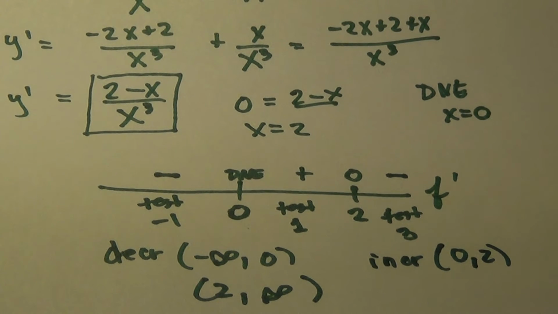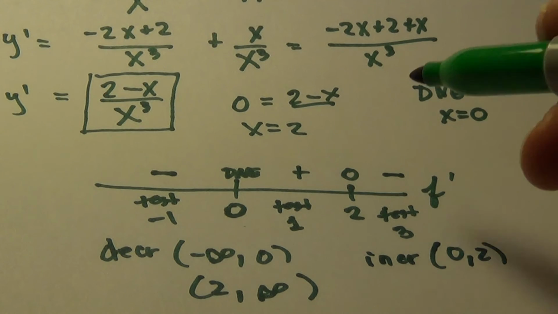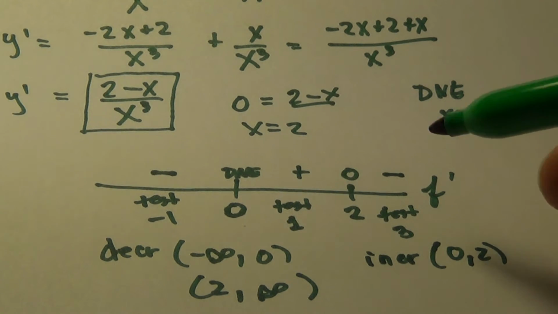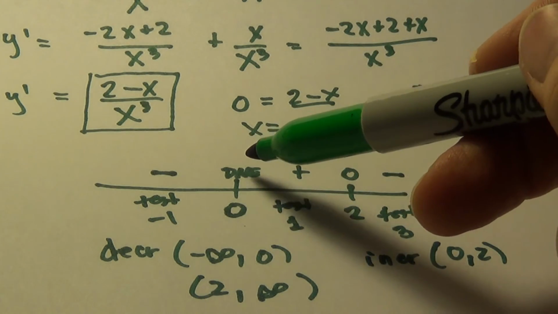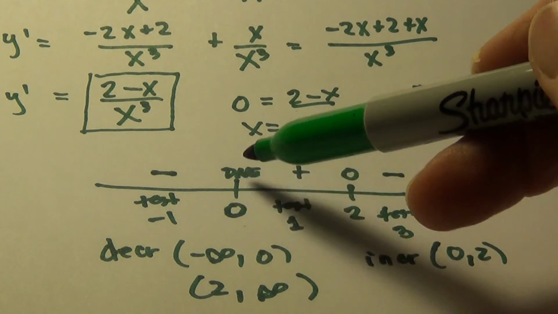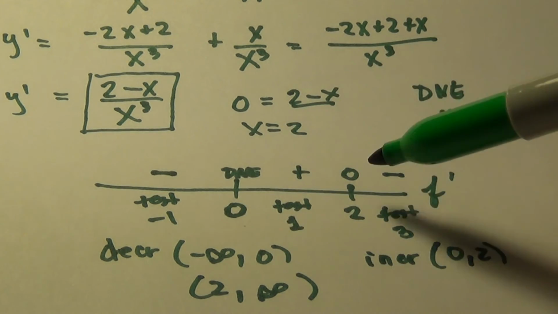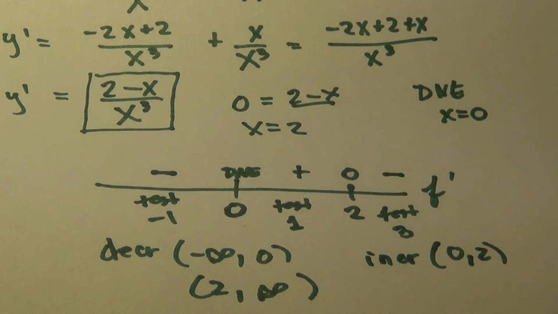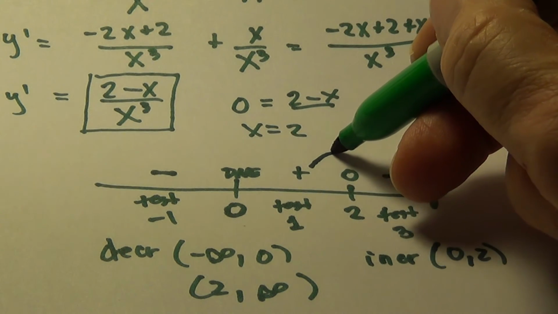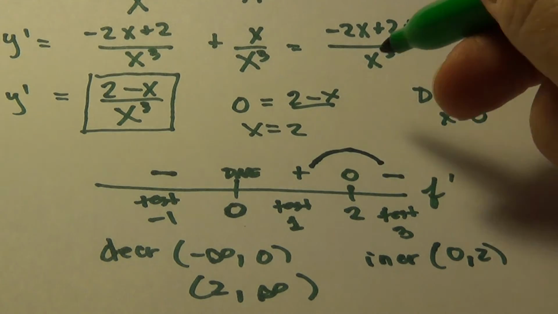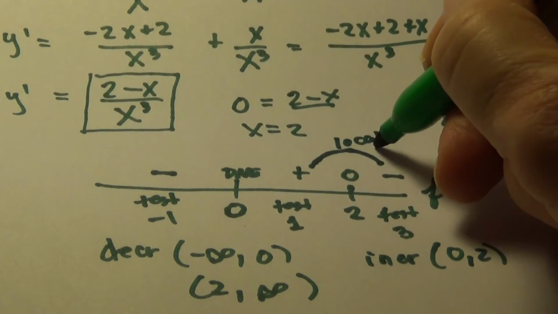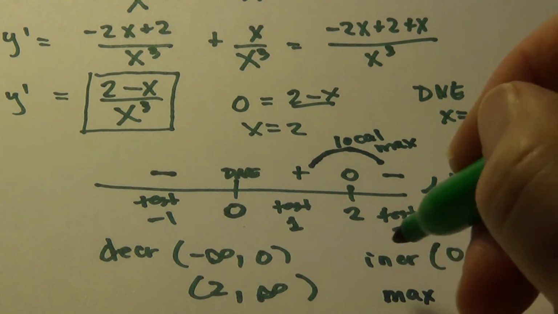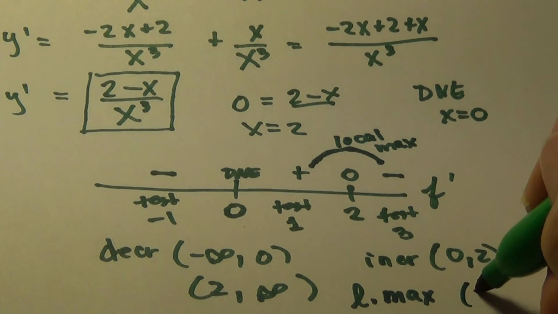All right, and so this also is a good place to stop and see where we have local max or min. And where the derivative does not exist, we're not going to have a local max or min. So there's a possibility here at x equals 2. And you see it's increasing on this side, zeroing out and decreasing on that side. So we have a local max at x equals 2.